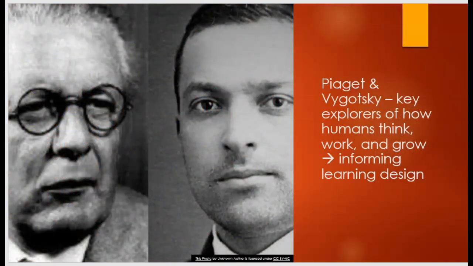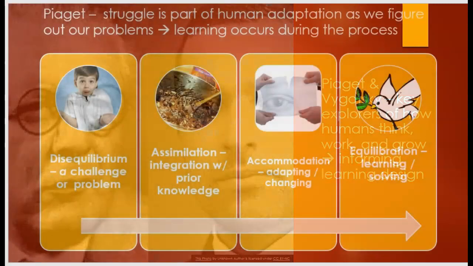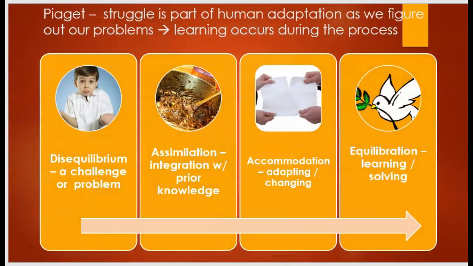Piaget and Vygotsky are two key scholars from the 20th century, and they still inform us today about how people learn, and we need to consider their ideas in designing our environments. Piaget, in his observations, noted that humans learn from struggle with problems that they can't solve directly. They assimilate the problem into what they already know and make a type of mental or procedural accommodation, which ultimately leads them to a better understanding of the challenging situation.